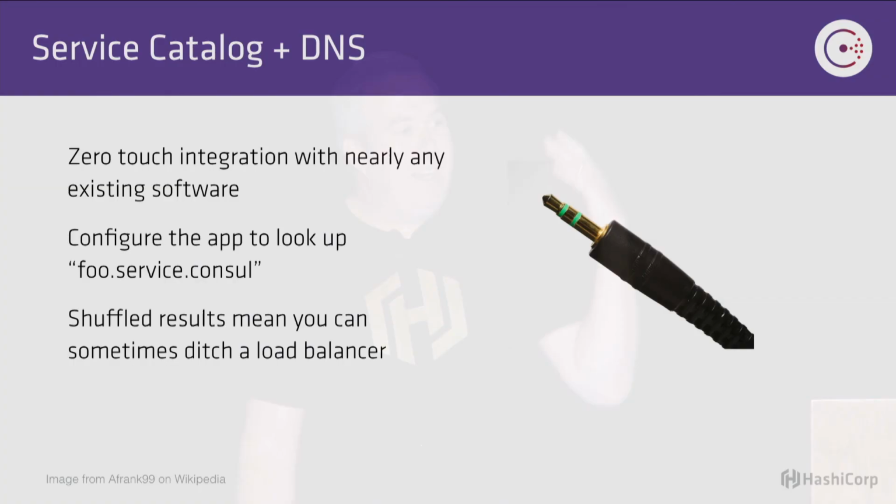So why did we take our service catalog and build a DNS server into it? We could have composed a few different pieces. So first of all, why did we put a DNS interface into Consul at all?